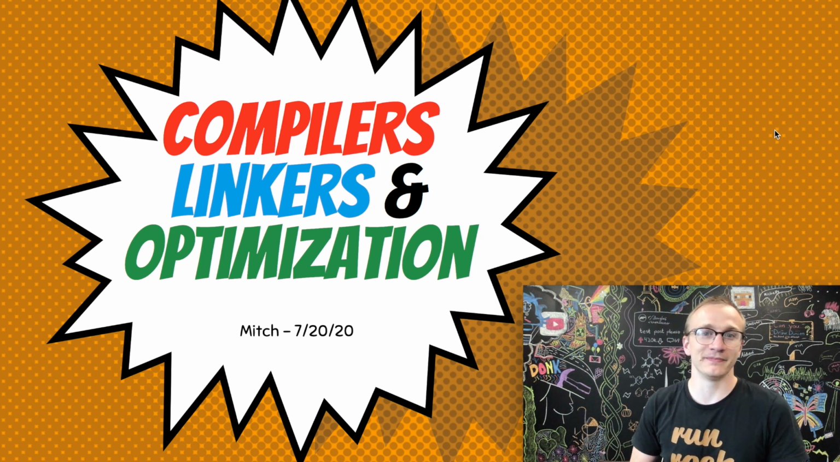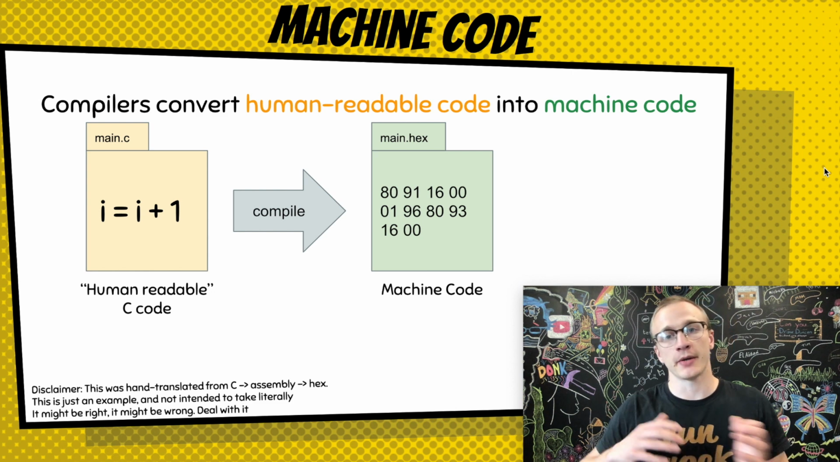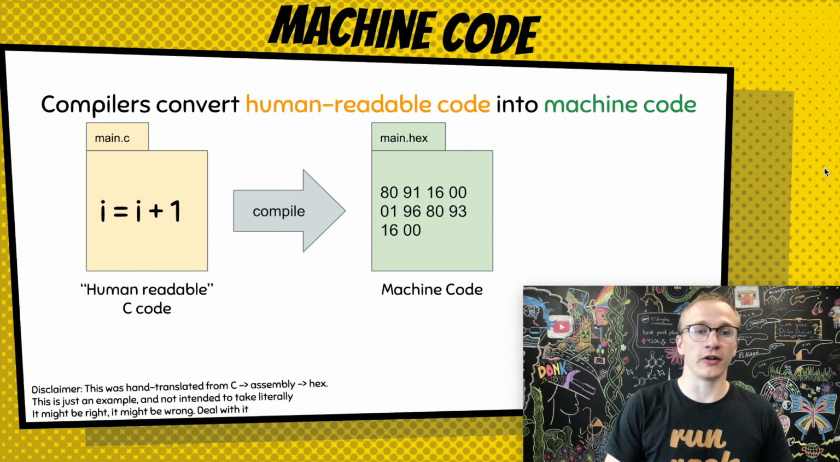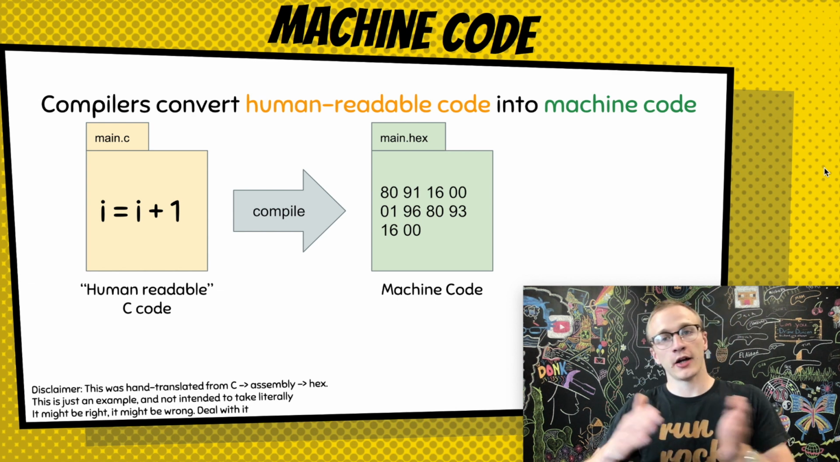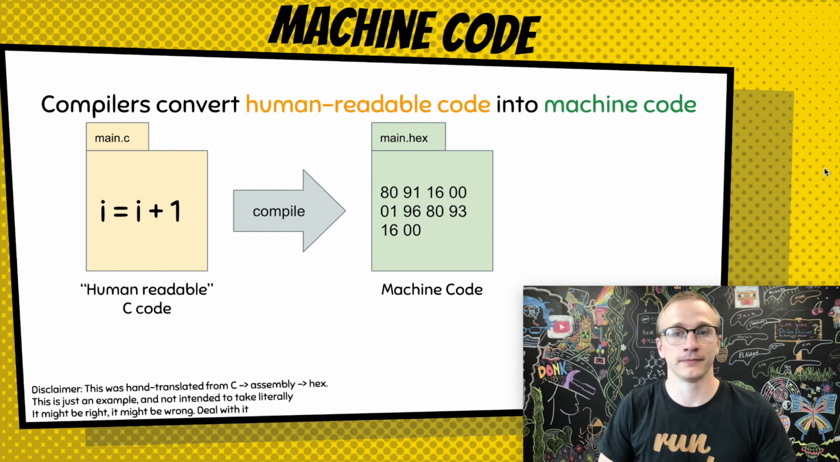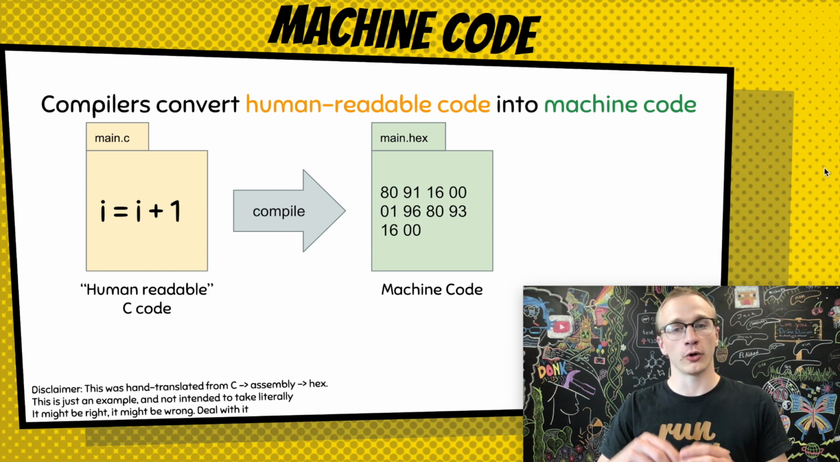So let's get started. The main purpose of a compiler is to take code that humans write and turn it into something that the processor knows how to execute. In this case, we can use this example of I equals I plus 1, and our goal is to convert it into machine code so that our microcontroller can do something with that. It's very common to store the machine code in a .hex file so that it's easy for a human to read, but also for the programmer to transfer over to your microcontroller.